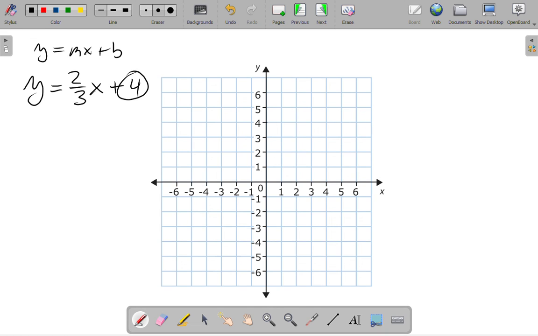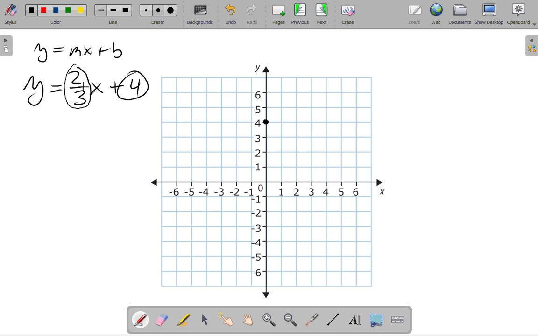Positive 4. So put a dot there. Put a dot at positive 4. Okay. This number is telling me my slope, my rise over my run. So it's positive. That means my line's going to be going up this direction because it's got a positive slope.